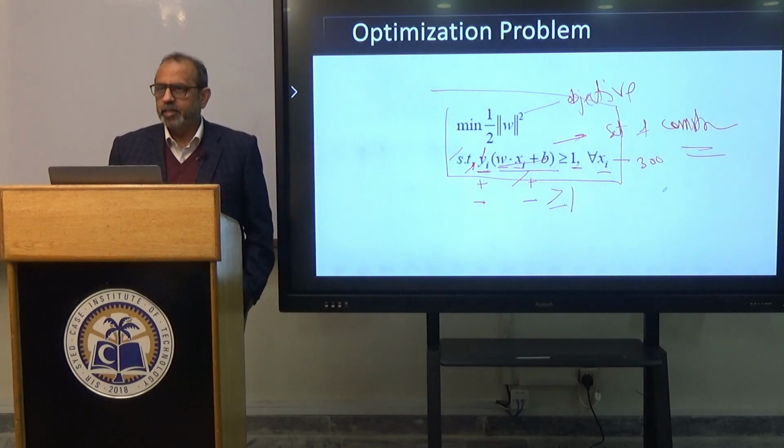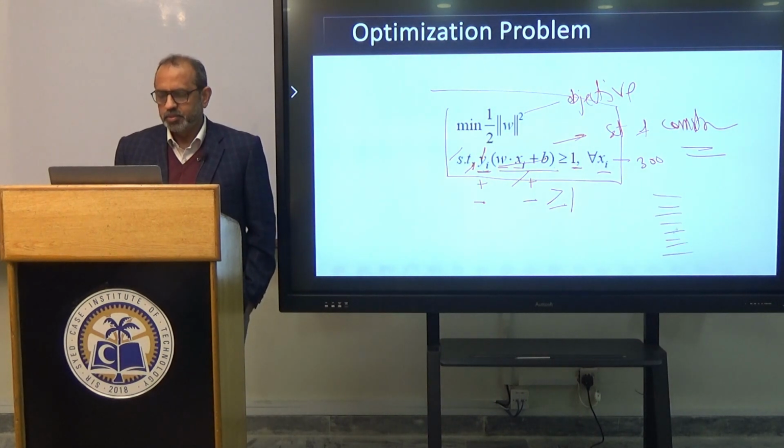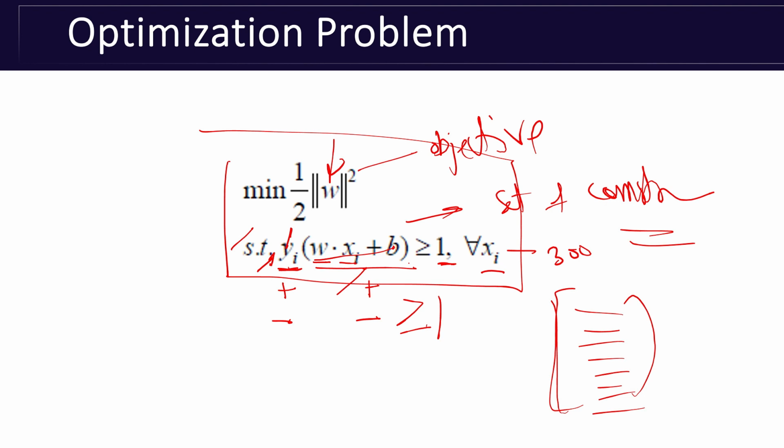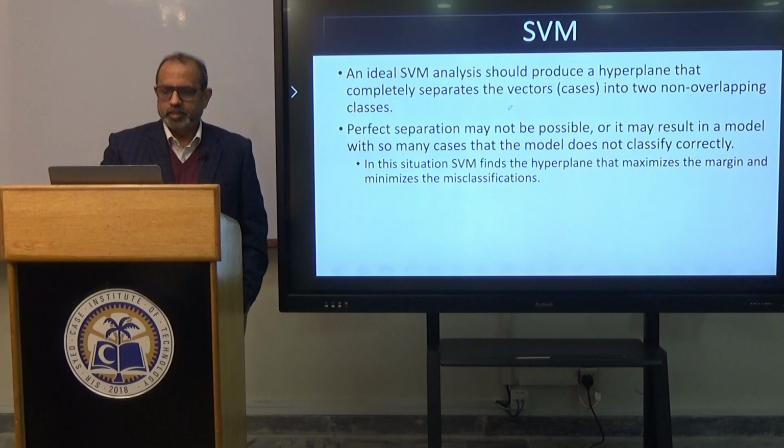So you write a constraint optimization problem putting all these constraints, and then there are ways to solve it. Once you solve it, you get a W, which are the weights, which basically plot this. So this is the SVM.